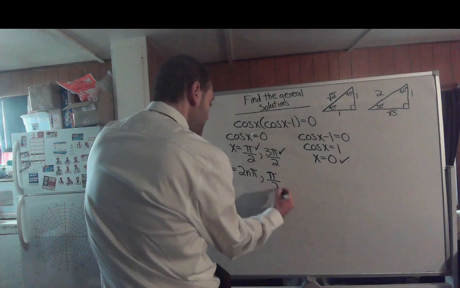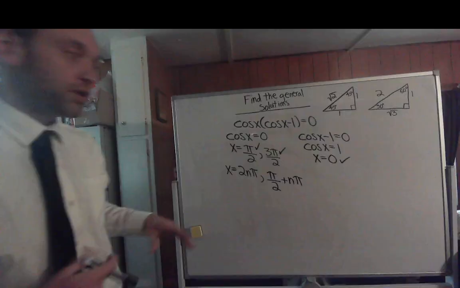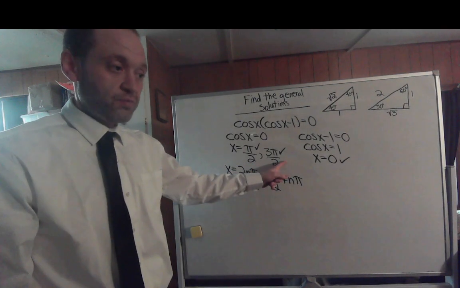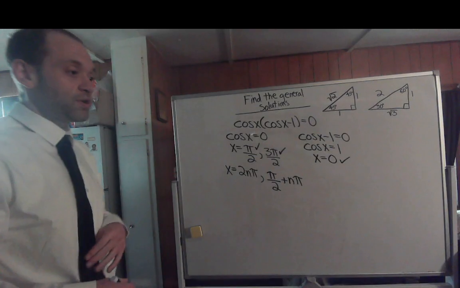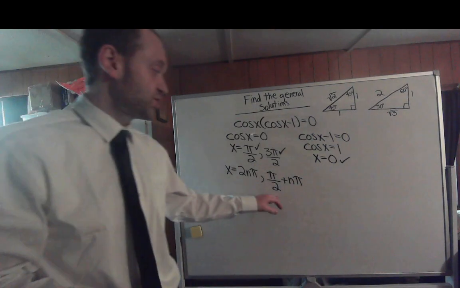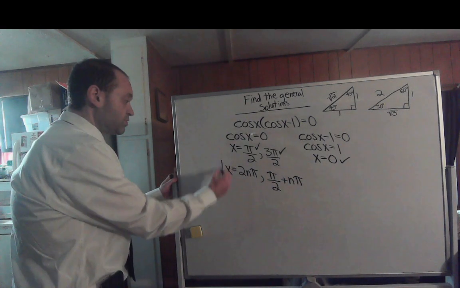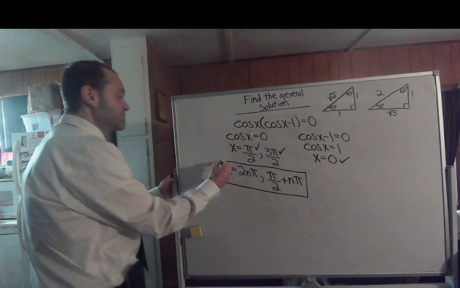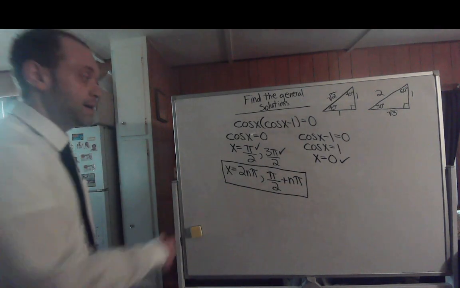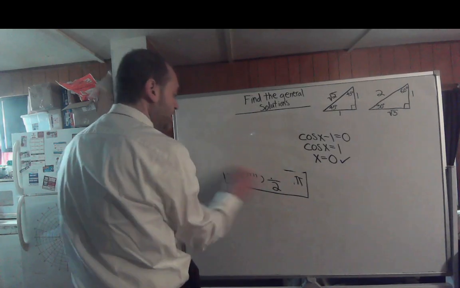You can also write pi over 2 plus n pi. Yes, it's true that the period is 2 pi, but pi over 2 plus pi will give you that 3 pi over 2. Whenever you have the angles that are on the axis themselves, sometimes it's easier just to write it this way because this will also account for the 3 pi over 2. So really all you need to do is list two general solutions. You'll get that x equals 2n pi and then pi over 2 plus n pi. Do we have any other factored forms that are already factored?